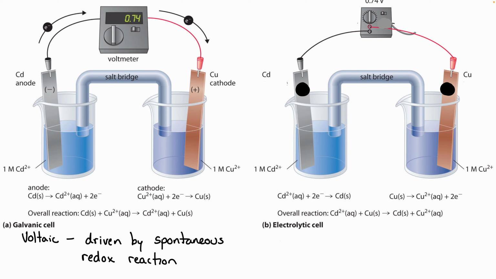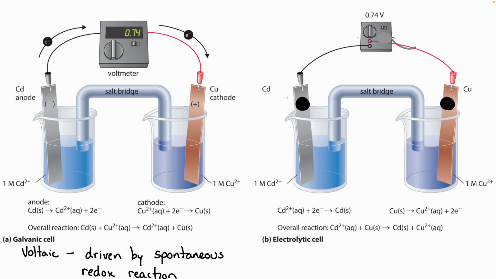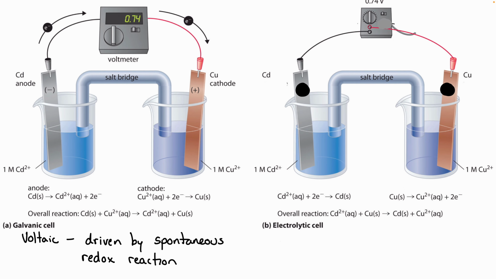All right, so again, this is our voltaic cell here, our normal battery. This reaction is being driven by this spontaneous redox reaction where cadmium is losing electrons and copper is gaining those electrons. All right, now we're going to go over to this one here on the other side. This is a very similar setup, but this is what's called an electrolytic cell. So this electrolytic cell is now going to be driven by this external power supply.